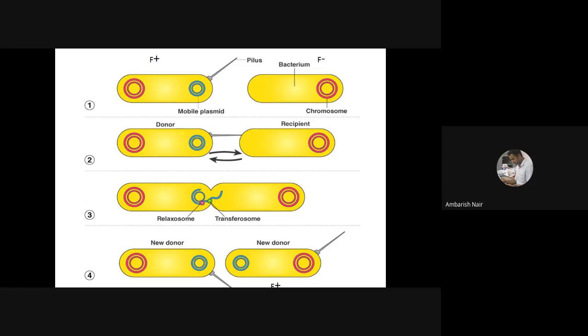Yeah. This picture is very important. If you understand this picture, then done. It's a four-sentence work. I mean, conjugation is very, very simple. So naturally, I told you there is an F plus bacteria, there is an F minus bacteria. F plus bacteria will have a pilus. Pilus is also called sex pili. So there will be a pilus.